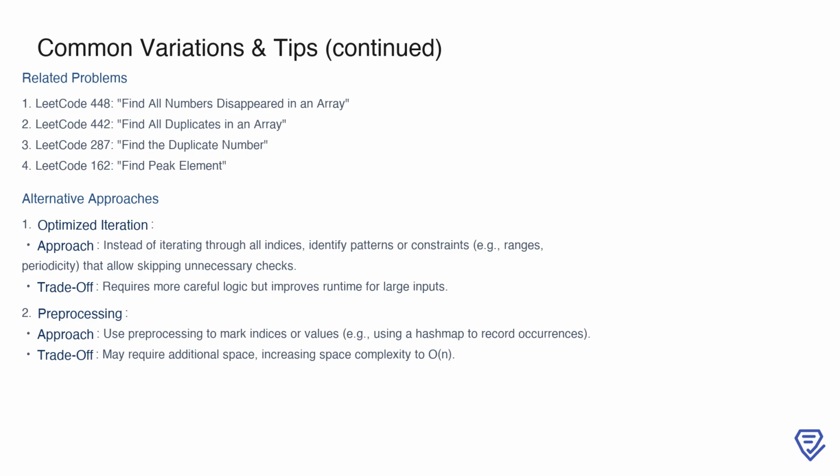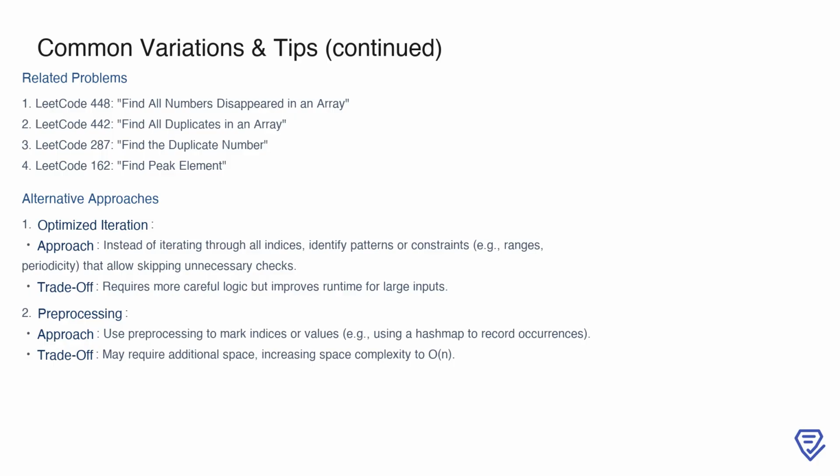Now, in terms of alternative approaches, optimized iteration is one technique to consider. Instead of iterating through every index, you can look for patterns or constraints like periodicity or specific ranges that allow you to skip unnecessary checks. The trade-off here is that the logic becomes more intricate, but the runtime improves dramatically for larger inputs.